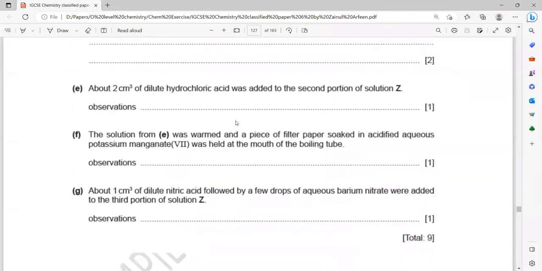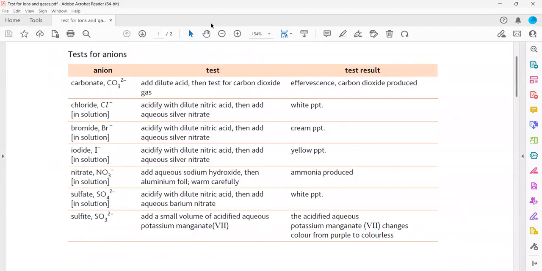Then the solution E was warmed. Now when we add hydrochloric acid and warm the solution, this is actually a test for sulfite ion. So you can see for sulfite ion how we carry out a test: a small volume of acidified potassium manganate. As a result, acidified potassium manganate changes from purple to colorless. We must heat as well, we have to supply heat energy.